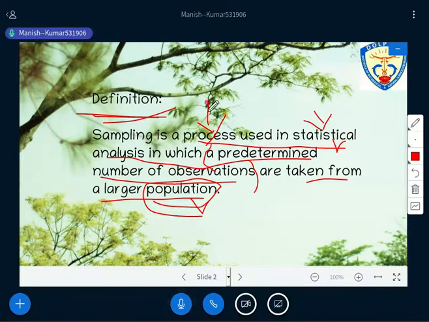So what is a process? Process means you have to follow certain rules or certain regulations, right? Or the step by step method that needs to be followed. So it is a kind of process, right? Then statistical analysis.